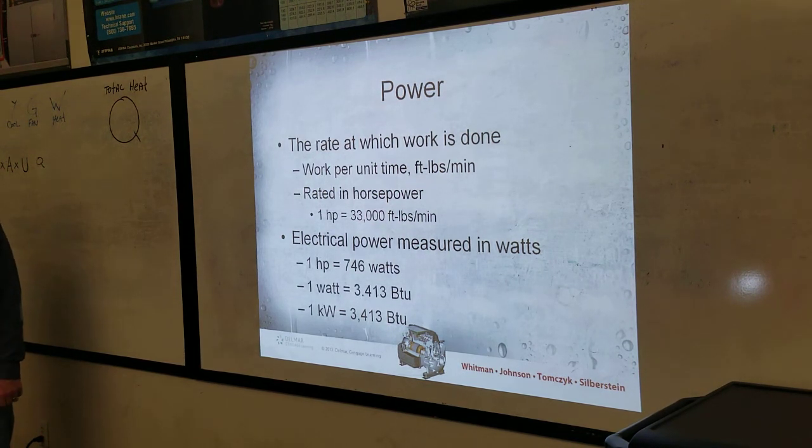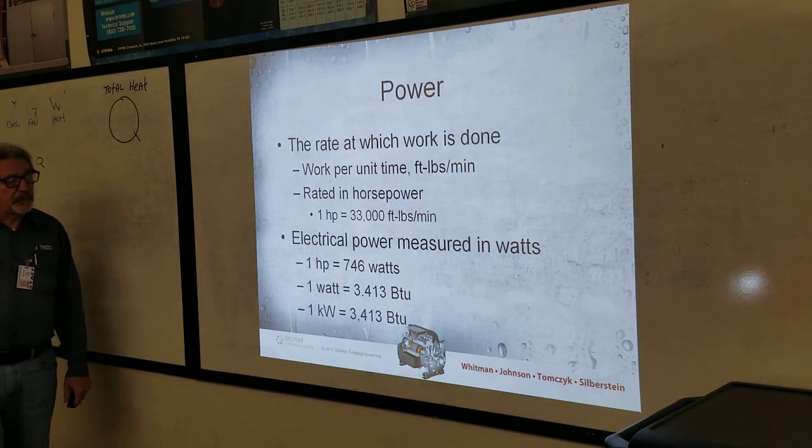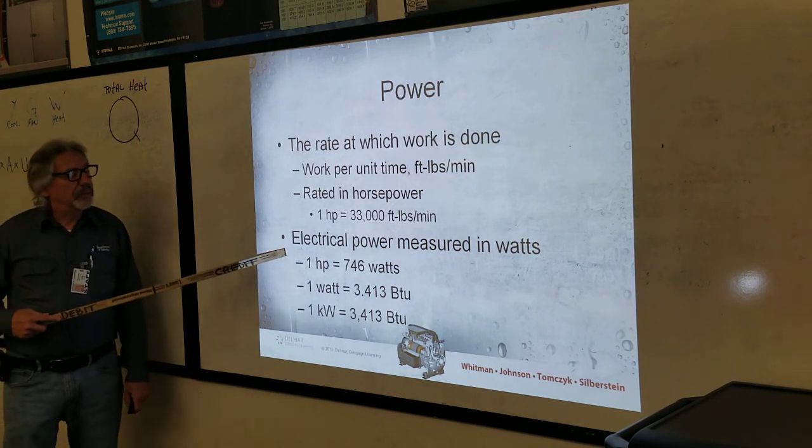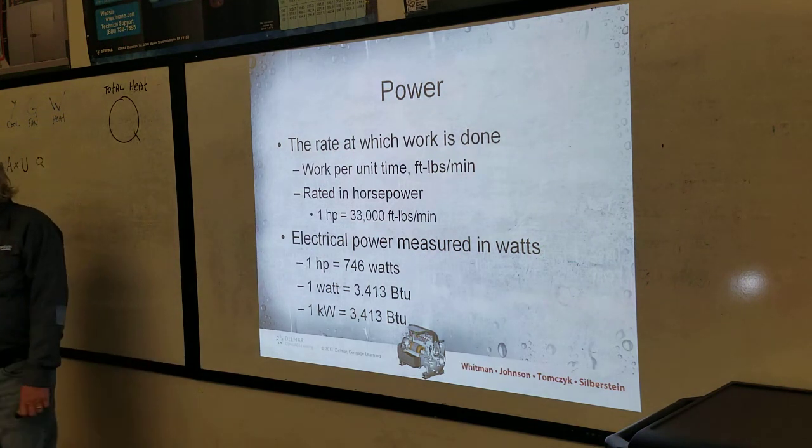Power, the rate at which work is done. Work per unit time, foot-pounds divided by minutes. Rated in horsepower. 1 horsepower equals 33,000 foot-pounds per minute. Electrical power is measured in watts. 1 horsepower is 746 watts. 1 watt is 3.413 BTU. 1 kilowatt, 3,413 BTU. Okay, so 1 horsepower equals 746 watts.